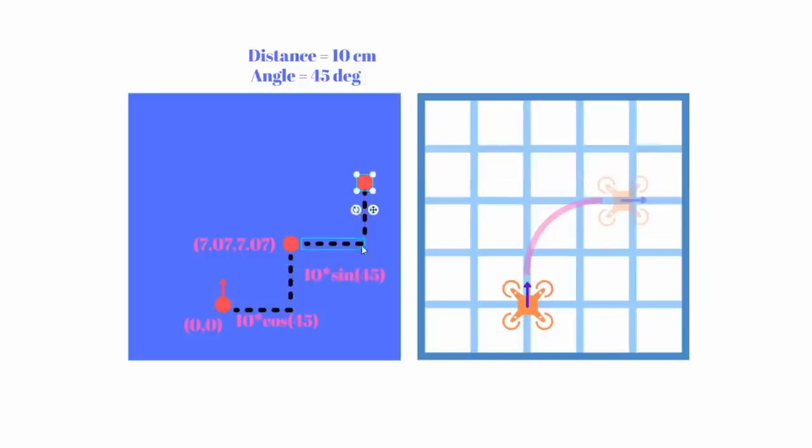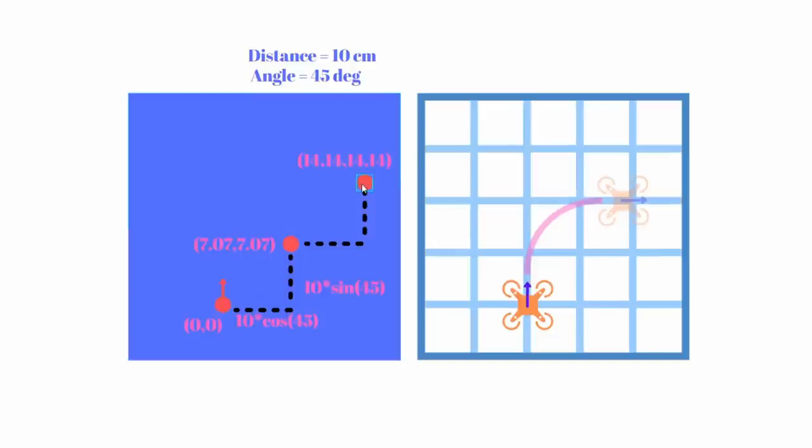And then again we will have the same calculation, but this time we will add our previous value to it. Earlier we had 0, 0, so we didn't do anything, but this time we will add to it. So it will be 7.07 plus 7.07, which will give us 14.14. So this coordinate here will be 14.14 and then 14.14.